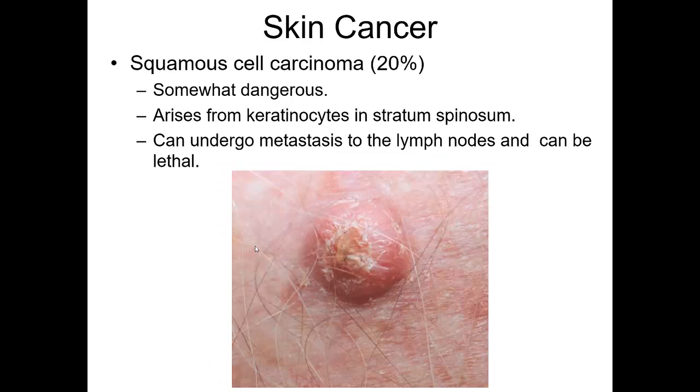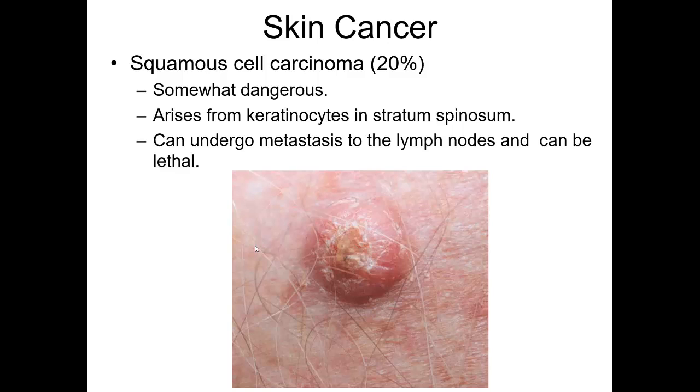The next one is a squamous cell carcinoma. It is, I would say, fairly dangerous, with about a 20% rate of recovery. It arises from the keratinocytes as well, but not from the stratum basale. This occurs from keratinocytes in the stratum spinosum. Now, what makes it dangerous is that they undergo metastasis fairly quickly and they can migrate to the lymph nodes. The metastasis into the lymph nodes is what makes them more lethal.